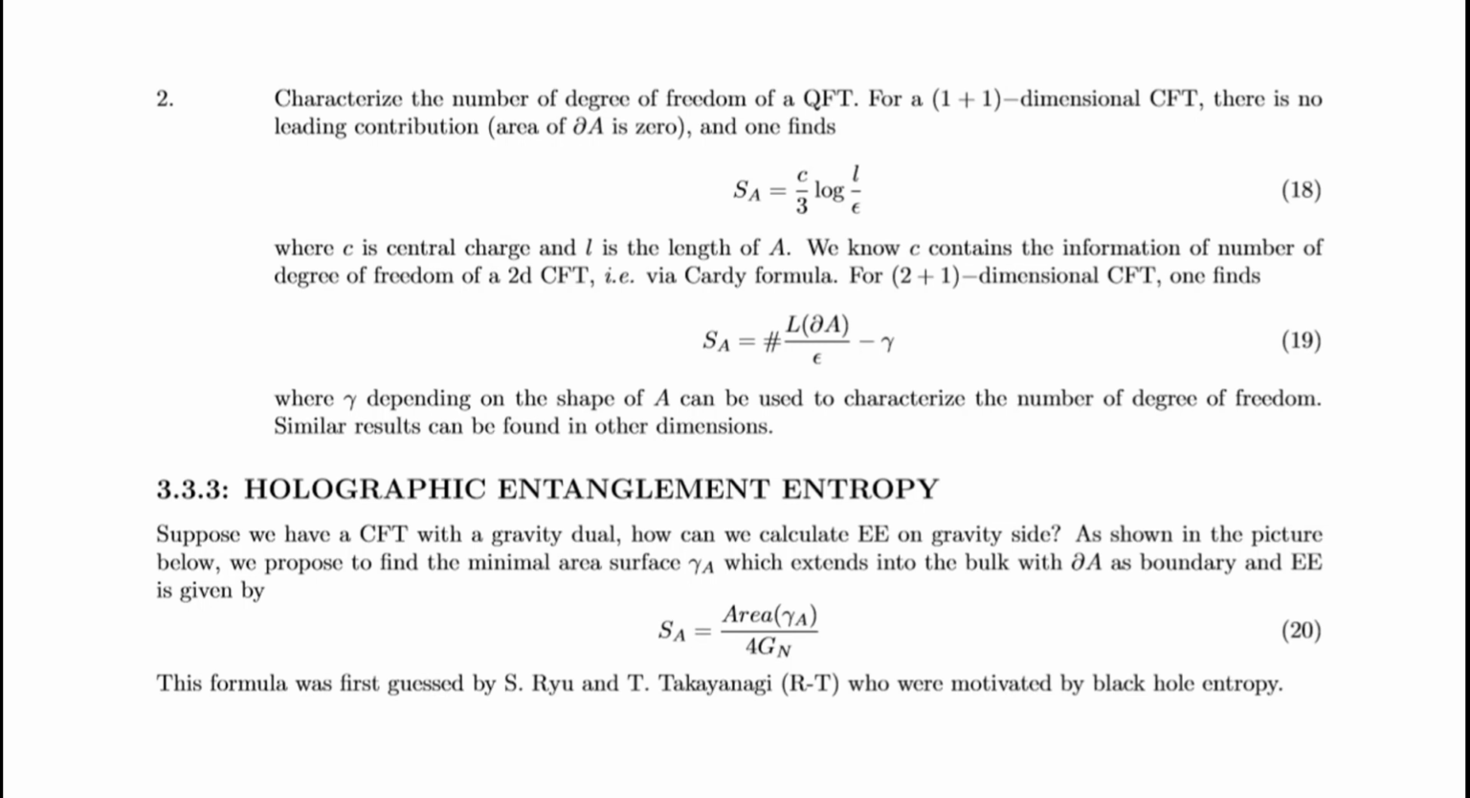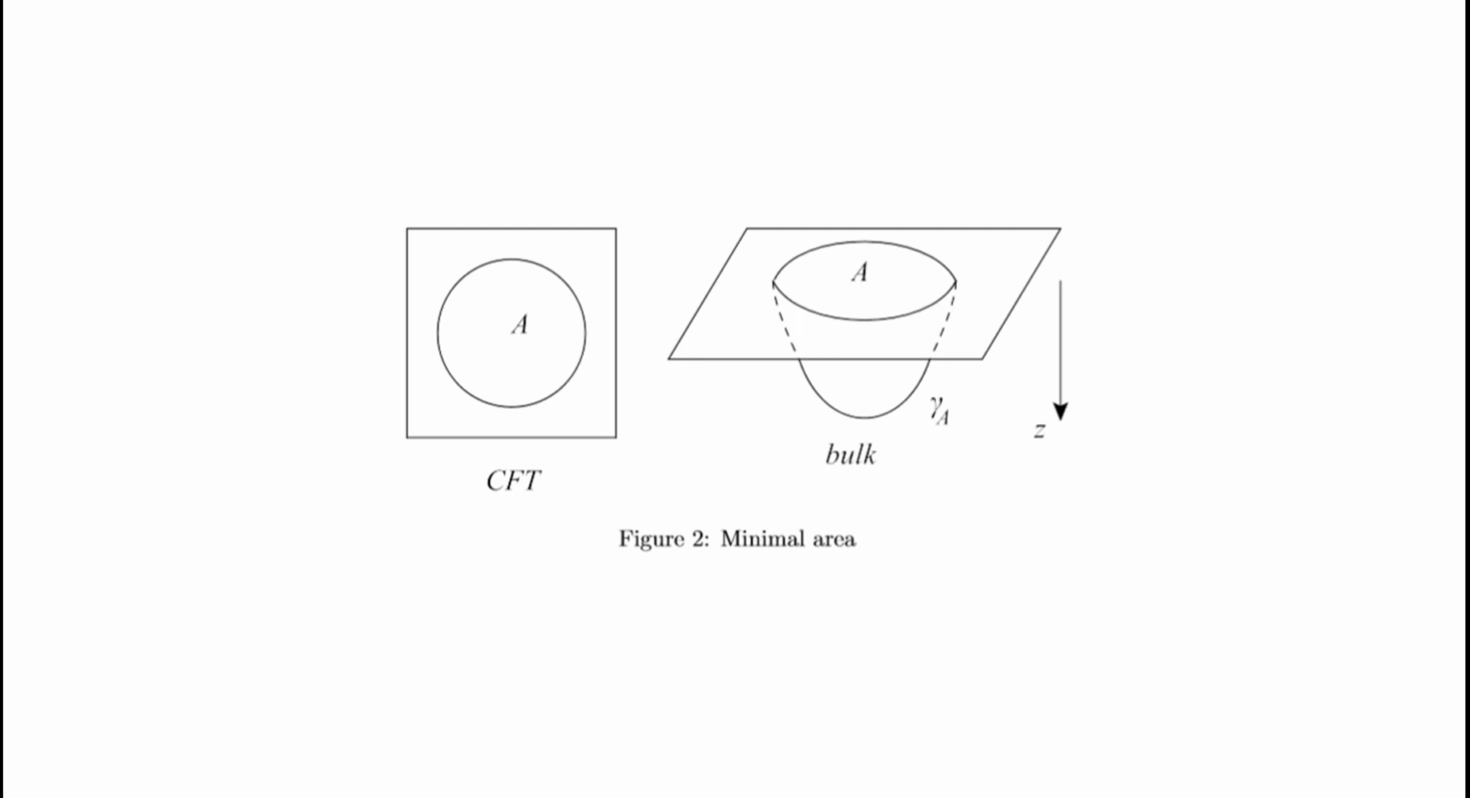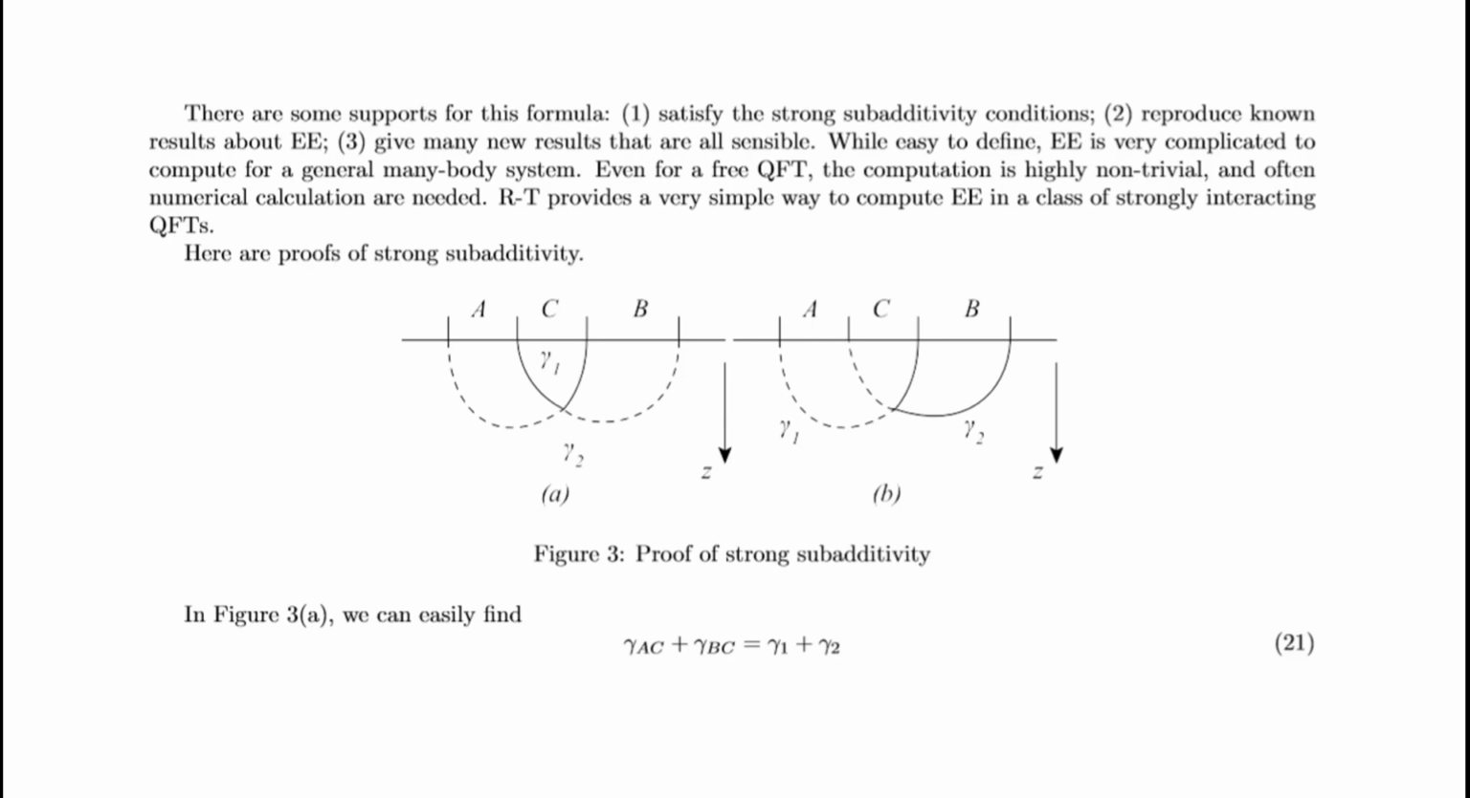This formula was first guessed by Ryu and Takayanagi, who were motivated by black hole entropy. Minimal area. There is some support for this formula. One, it satisfies the strong subadditivity condition. Two, it reproduces known results about entanglement entropy. Three, it gives many new results that are sensible.